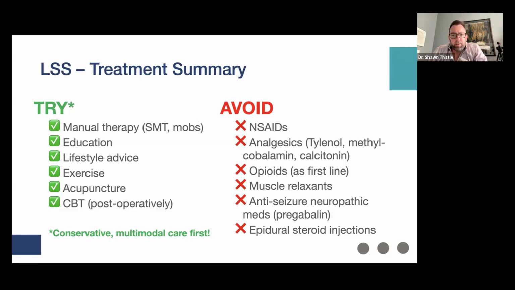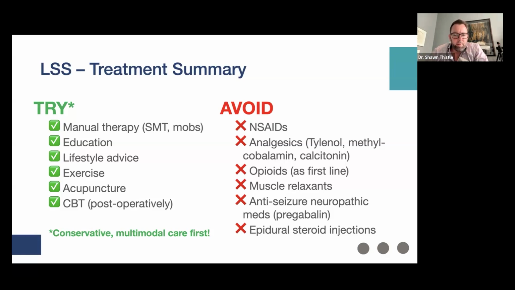The avoid section includes NSAIDs. Isn't that interesting? They don't work for lumbar spinal stenosis. They might take the pain down a bit. Tylenol specifically, the evidence for Tylenol is just horrendous for pain conditions. Someone needs to tell their marketing department that, but man, the evidence has been terrible for Tylenol the last few years. Other things like opioids shouldn't be a first-line treatment for anything related to musculoskeletal care.